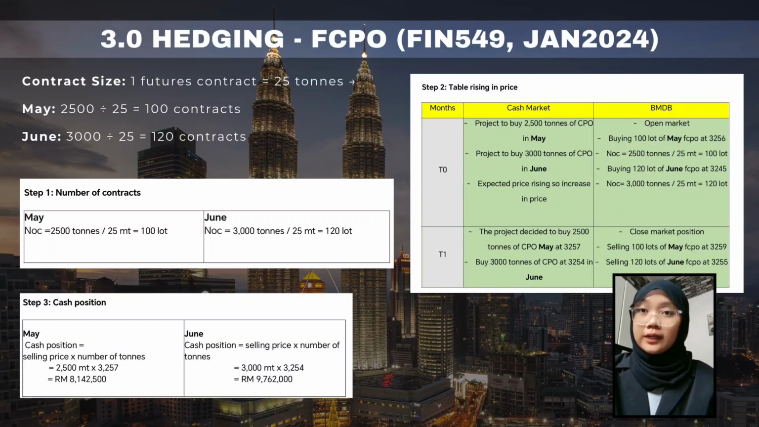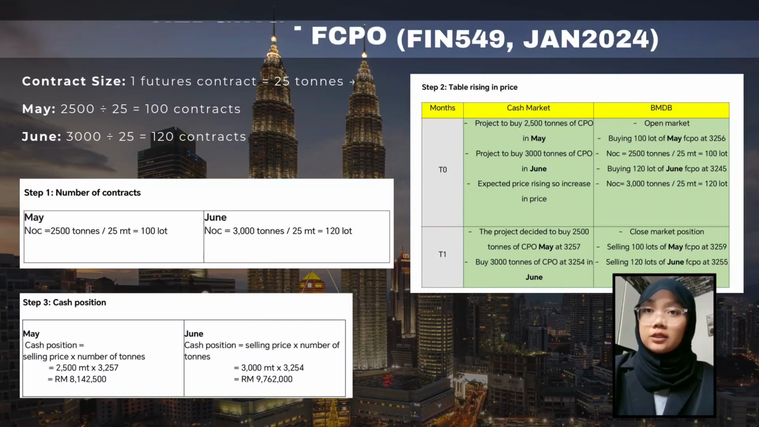For the third step, we calculate the cash market position. Let's calculate what he pays in the actual market. For May, 2,500 tons times RM 3,257, and the answer is RM 8,142,500. And for June, 3,000 tons times RM 3,254 equals RM 9,762,000. So that is the total he paid if Ahmad did not hedge.